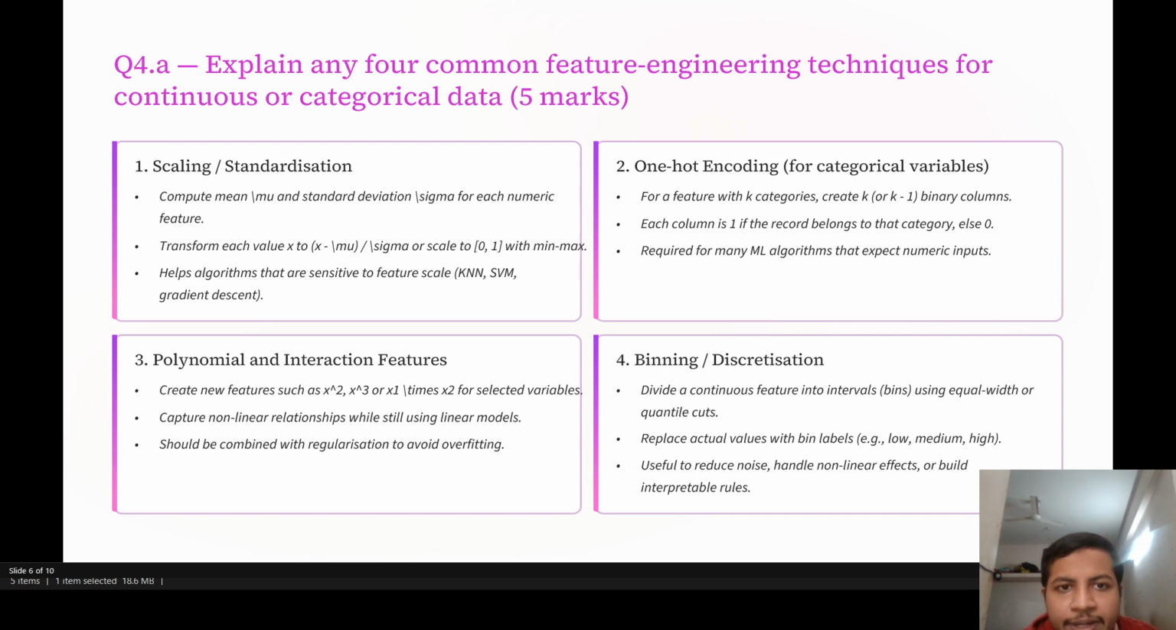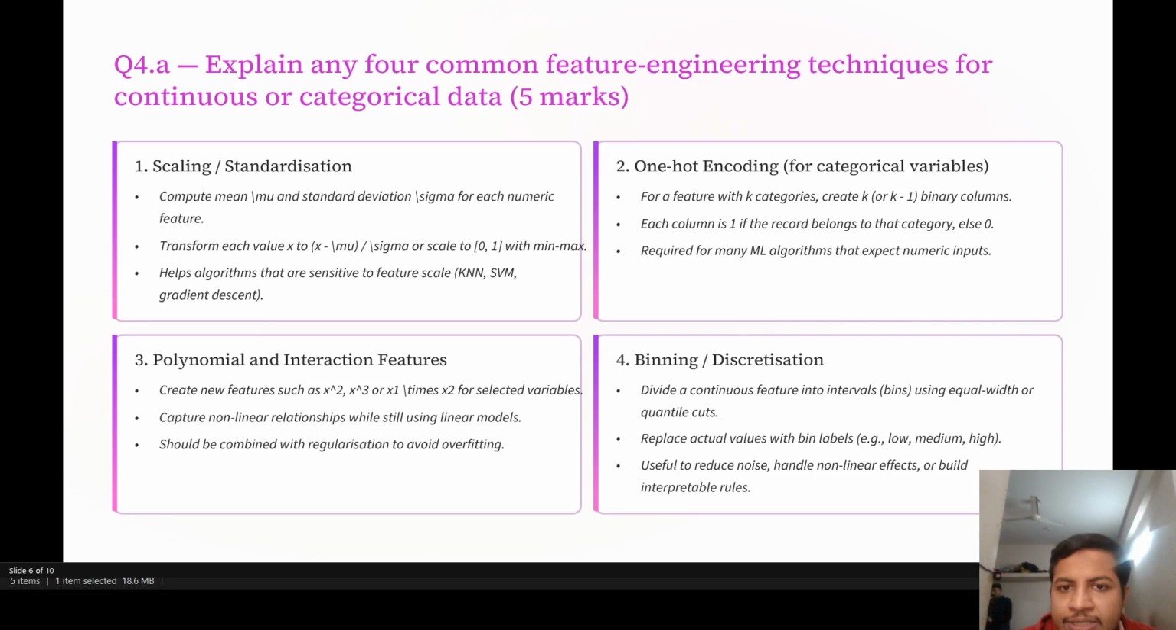Now moving to question number 4. It reads: explain any four common feature engineering techniques for continuous or categorical data. So we have to discuss four common feature engineering techniques. The first one is scaling, also called standardization. Compute the mean and standard deviation sigma for each numerical feature. Transform each value x to (x minus mean) divided by sigma, or scale to 0 to 1 with min-max. It helps algorithms that are sensitive to feature scale: KNN, SVM, gradient descent. KNN is K-nearest neighbor, SVM is support vector machine.